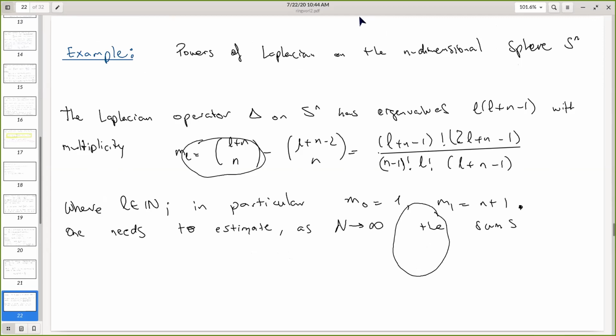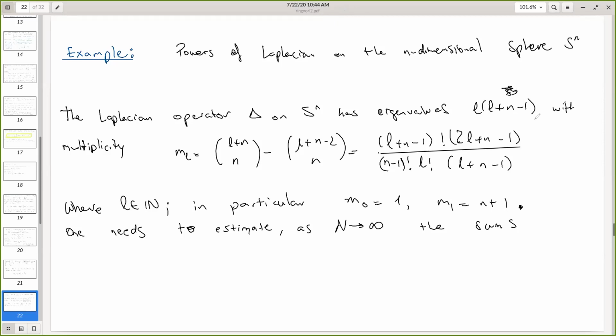Now, another example: powers of the Laplacian on the sphere S^n. Basically, take a Laplacian or some operator of which you know the eigenvalues. You also have to prove that this operator is a compact operator, but that is another discussion. The Laplacian operator on the n-dimensional sphere has eigenvalues l times (l plus n minus 1). So for the physicists, 3 minus 1 is 2, that doesn't make any sense.